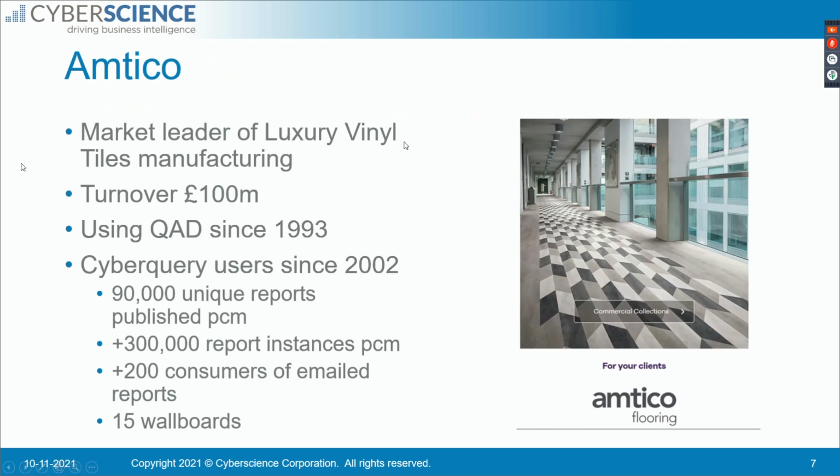Next up, I'd like to tell you a little bit about Amtico. They're one of our many customers reporting against the Progress application QAD. They're a market-leading manufacturer of luxury vinyl tiles. They generate around about 90,000 reports each month. They have about 200 people consuming reports via email, and they've got 15 wall boards. And I'll tell you a little bit more about one of their wall boards in just a minute.